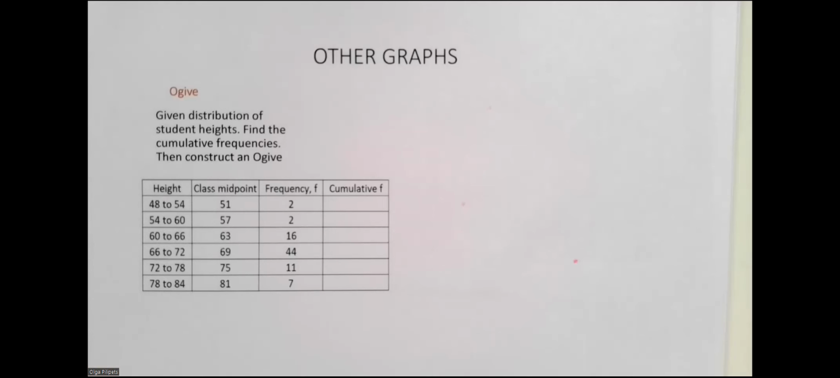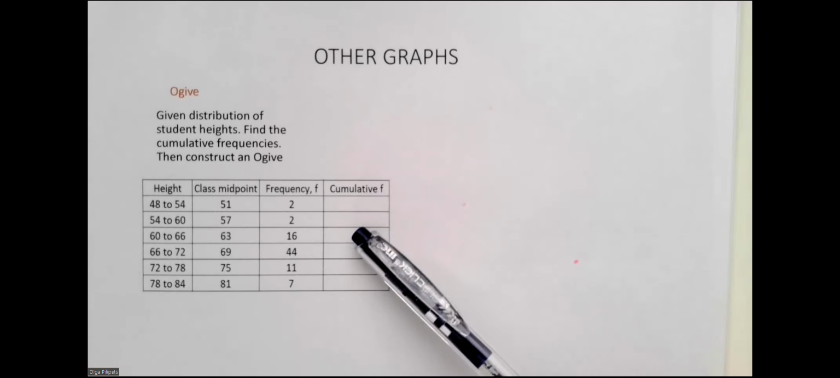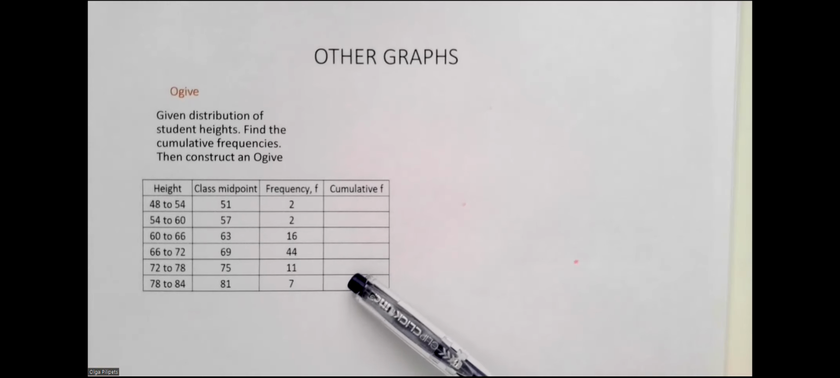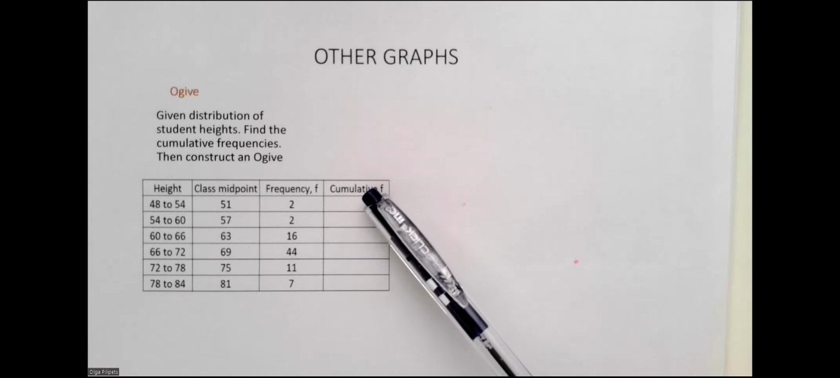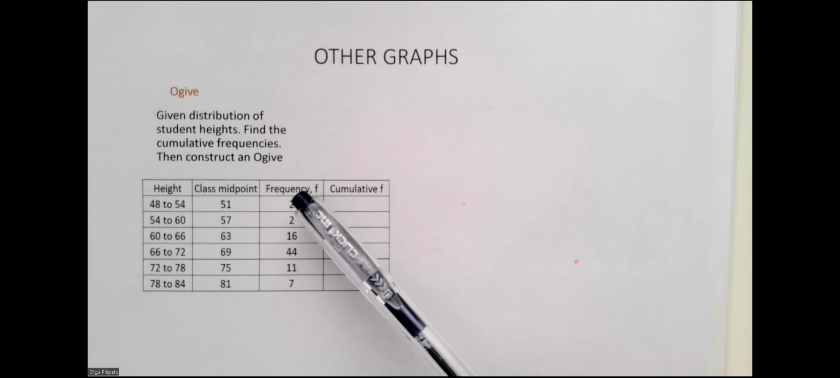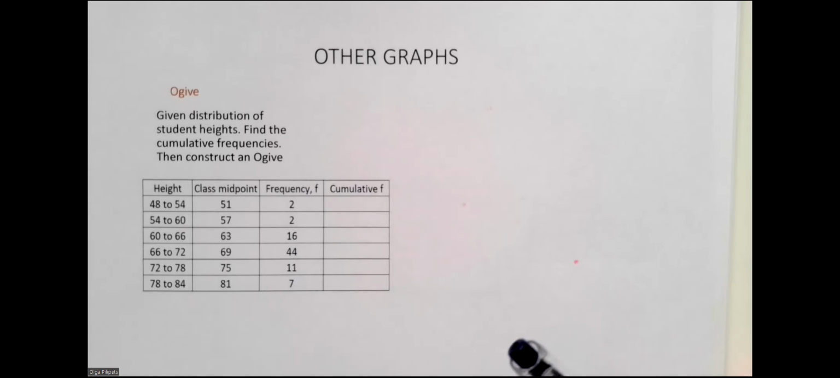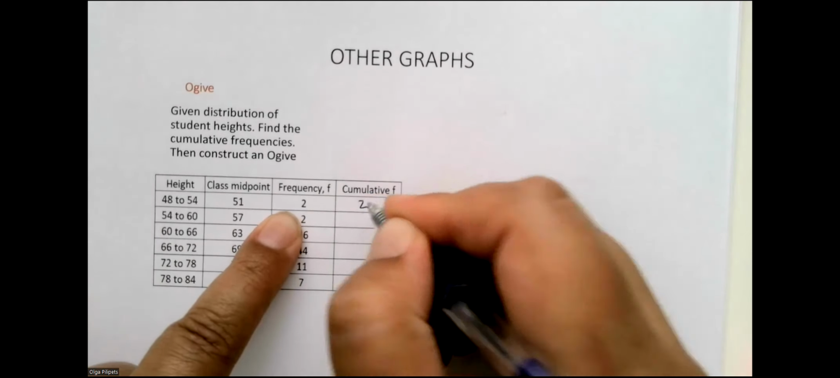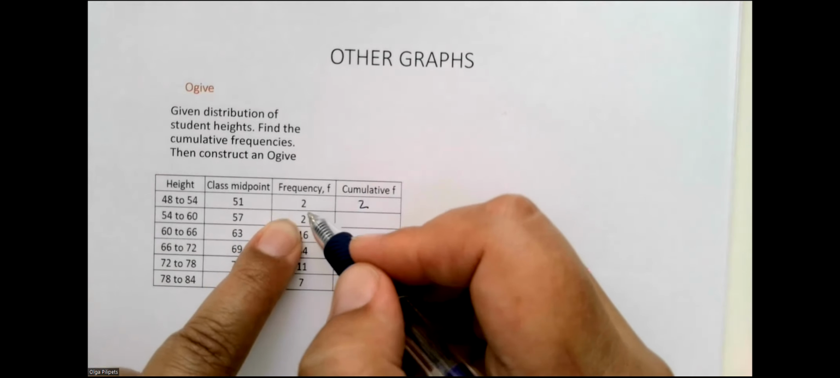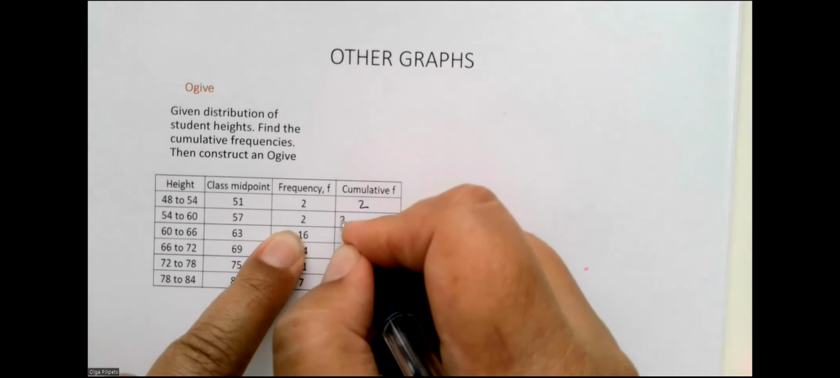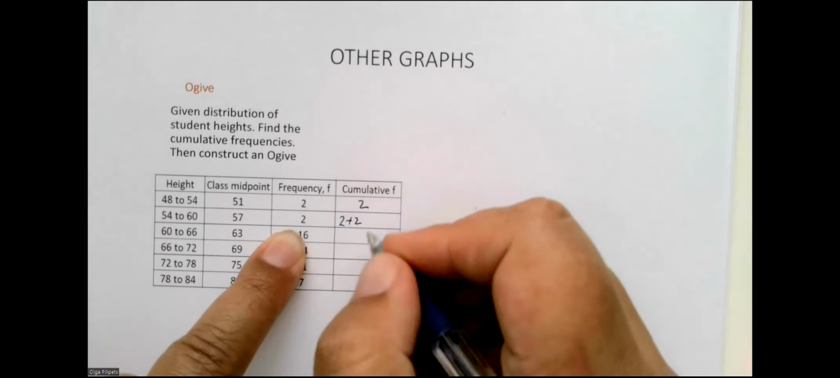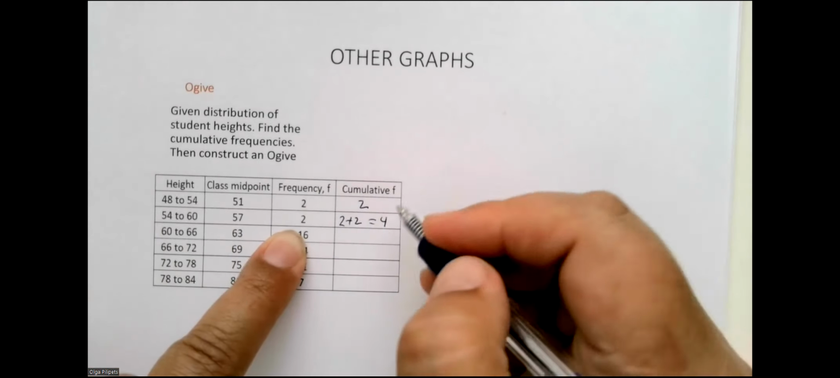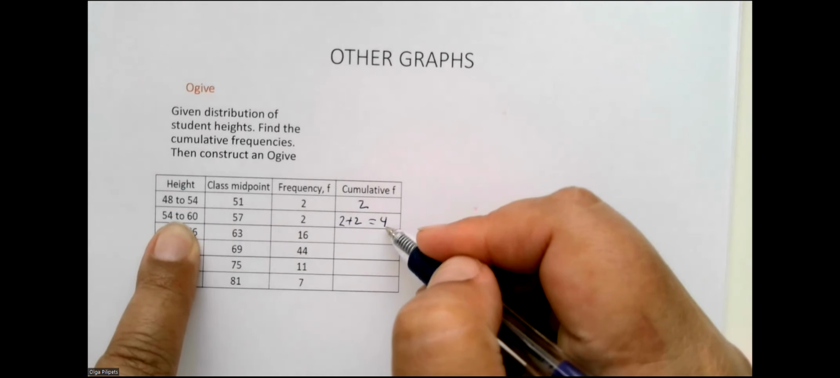So the next graph is an ogive. But in order to graph an ogive, we're going to calculate the cumulative frequency of each class. What is a cumulative frequency? That's when you add the frequencies as you move through your data. The frequency of the first class was 2, so you just write 2. The frequency for the second class is 2, so you add it to the frequency of the previous class, which is 4. So the cumulative frequency of the second class is 4.